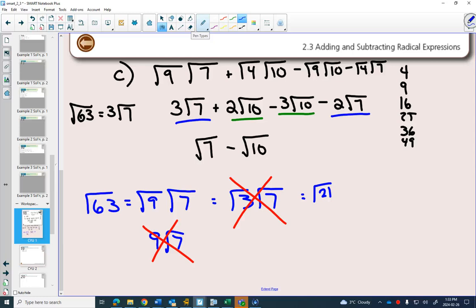Questions for practice for this one? Take a couple minutes and try 3, 4, and 9.